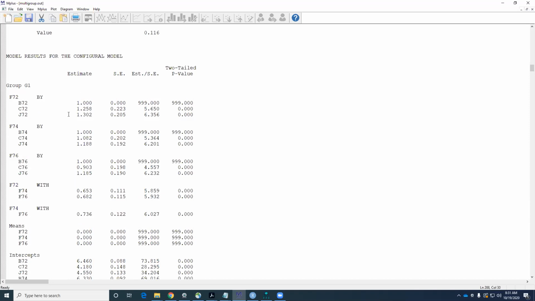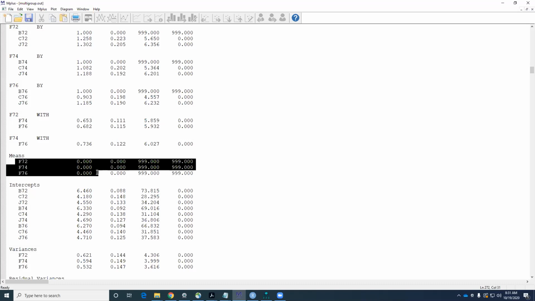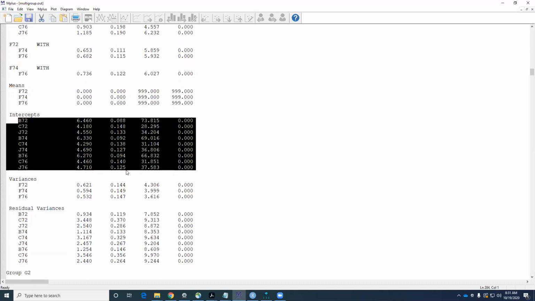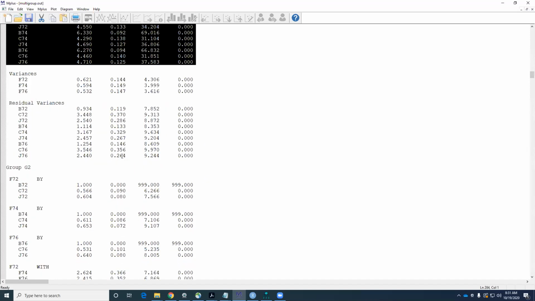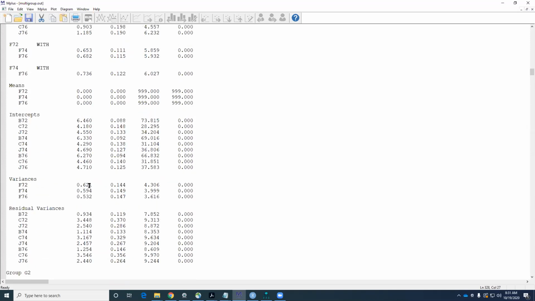Notice what happens to the mean here. All of my factor means are 0, and all of my intercepts are freely estimated. So as we've talked about before, this is equivalent to just doing a covariance model. These intercepts are different in group 1 than in group 2. The factor mean in group 2 is also equal to 0.